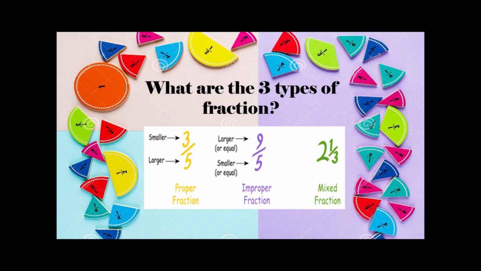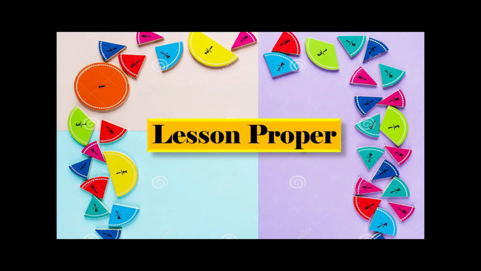In a proper fraction, the numerator is less than the denominator, while in an improper fraction, the numerator is greater than the denominator. And a mixed fraction is composed of a whole number and a proper fraction. Now, let's proceed to our lesson.